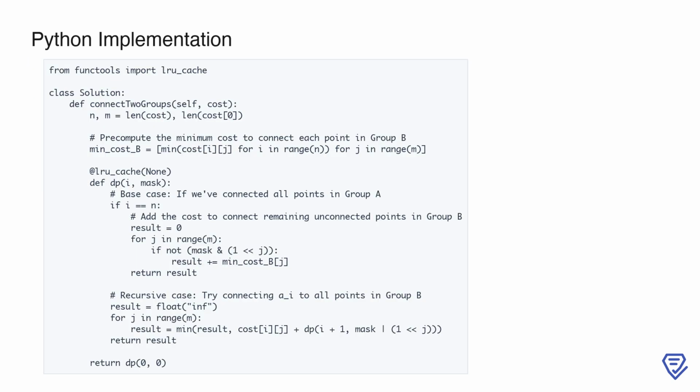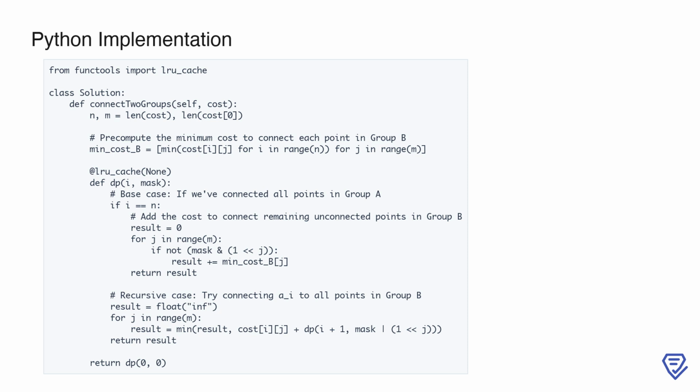This solution utilizes dynamic programming with memoization to efficiently solve the problem of finding the minimum cost to connect two groups of points. First, we pre-process the minimum cost of connecting each point in group B, min_cost_B, which helps handle cases where some points in group B remain unconnected after processing all points in group A. This pre-processing step ensures that all points in group B are eventually connected with minimal cost.